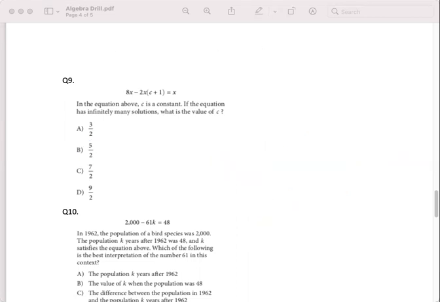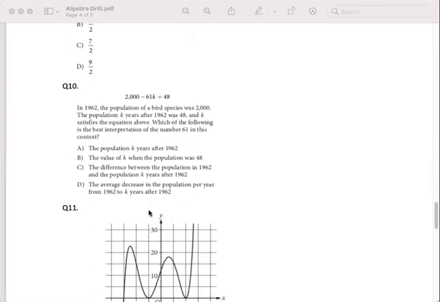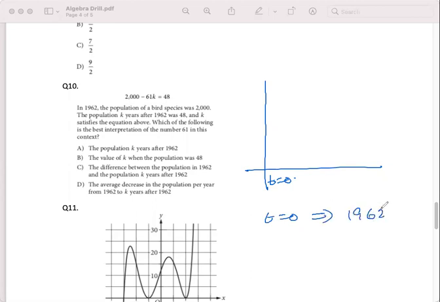Okay. In 1962, the population of a bird species was 2000. The population k years after 1962 was 48, and k satisfies the equation above. Which of the following is the best interpretation of the number 61 in this context? So you can see that in 1962, let t equal 0 refer to 1962, when the population of the bird species, so population is on the y-axis and time is on the x-axis, was 2000, and then it kept declining.